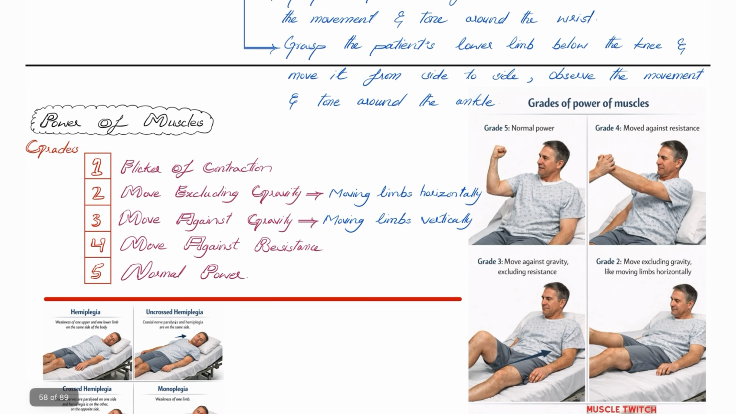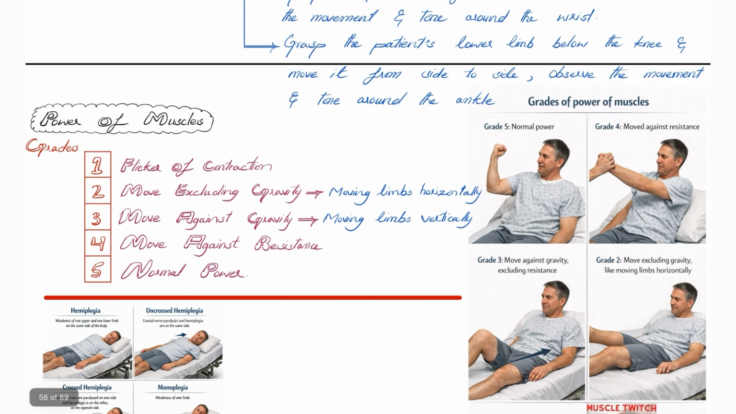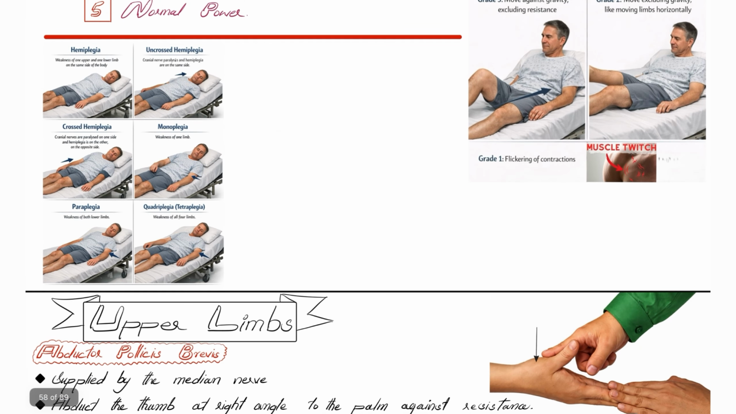Now let's know about the power of muscles. Muscles are having 5 powers. Grade 1, there would be only flickering. In grade 2, the patient is able to move his limbs horizontally, means excluding the gravity. Grade 3 is that the patient can move his limbs vertically against the gravity. Grade 4 is when the patient is able to move his limbs against resistance which is applied by the examiner. And grade 5 is normal strength or normal power, as you see in the image as well.